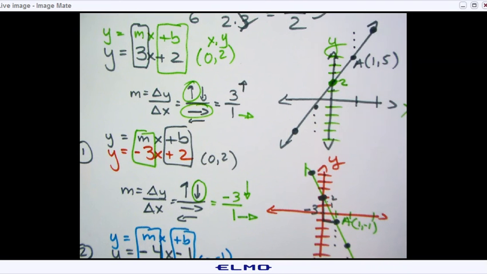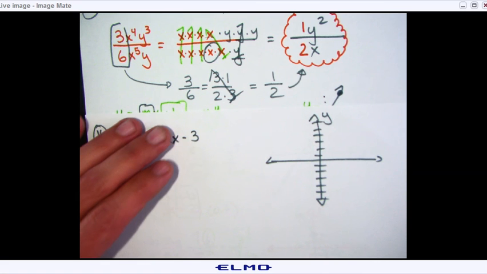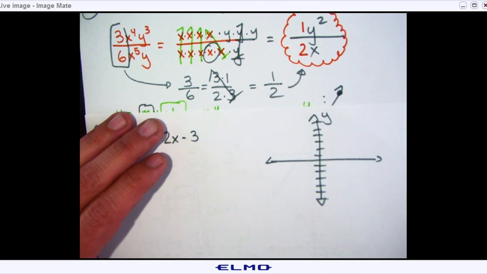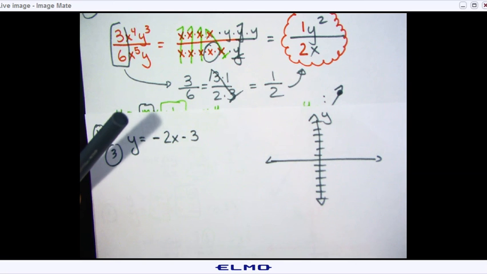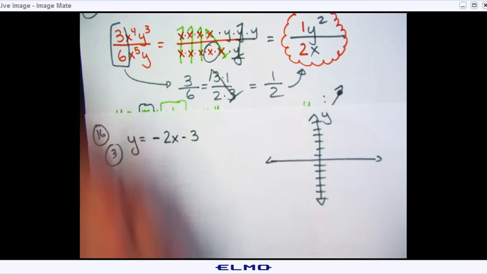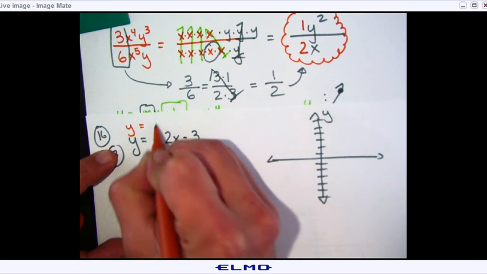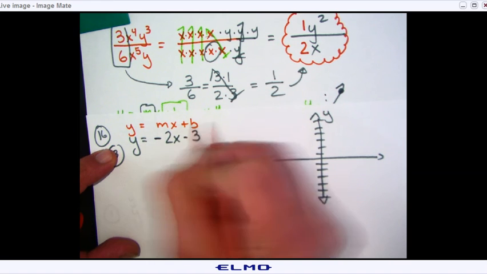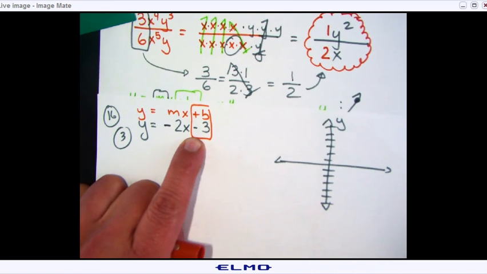Okay, I want you guys to now do one by yourself, because I helped you record this one. All right, let's go. Always y equals mx plus b. All right, here we go. So we're going to write y equals mx plus b on top. And your starting point, again, is b, your -3.